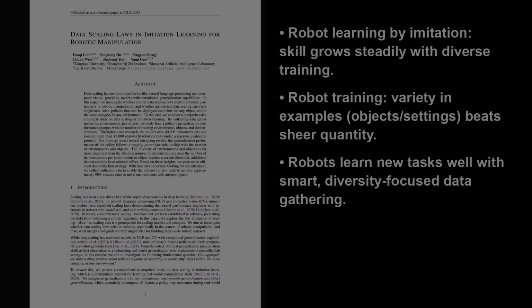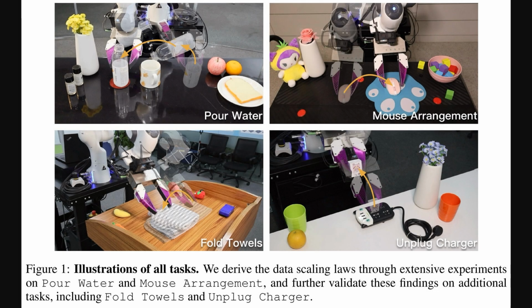Okay, so to explore these data scaling laws, the researchers used several real-world robot tasks. This first figure shows 4 examples: pour water, mouse arrangement, fold towels, and unplug charger. They primarily used the first 2 tasks to derive the scaling principles, and then validated these principles on the other 2. The robots' learned strategies, or policies, were trained using diffusion policy. Diffusion policy is an AI model that learns how to generate robot actions from demonstrations. For vision, they used a DINOv2 visual encoder. A visual encoder processes camera images so the robot can see, and DINOv2 is a specific, powerful type of this encoder.